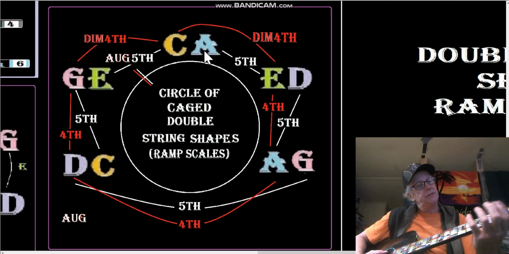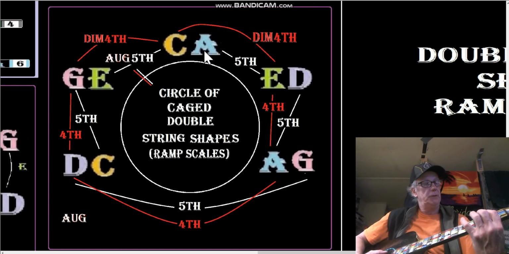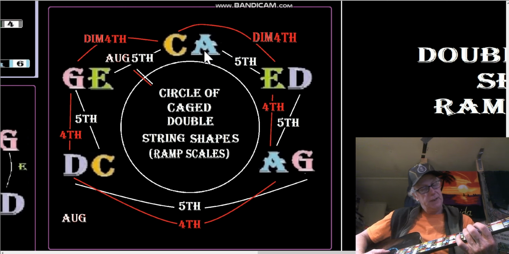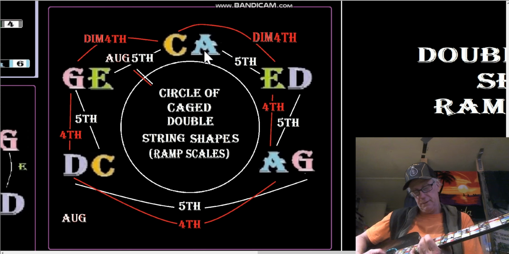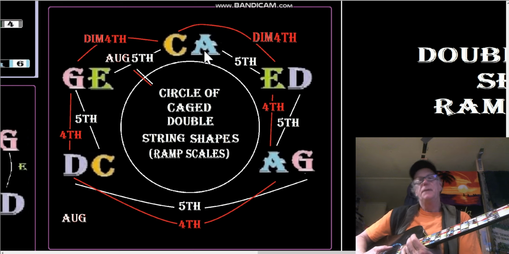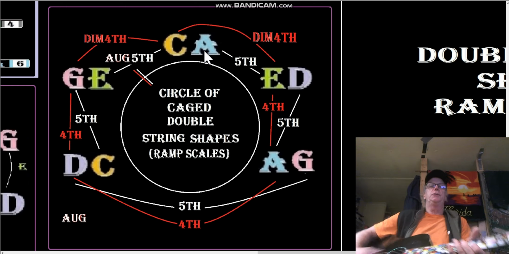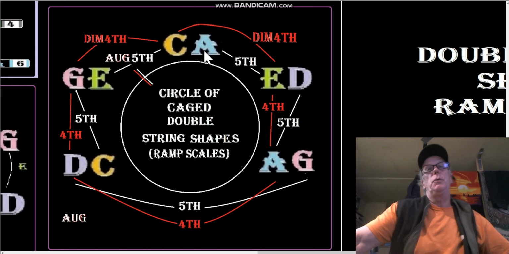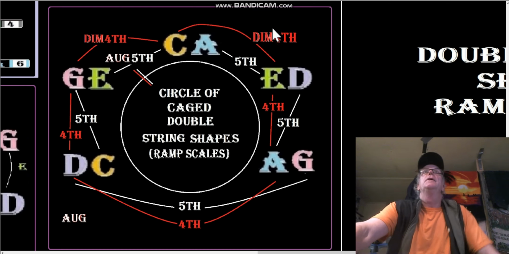Let's start down here on D. We'll go D. Okay, then we can go D to C, then C to A, then A to G, then G to E, then E to D again. That's caged. We're not doing that. We're not staying on one string. We're going to the next strings.